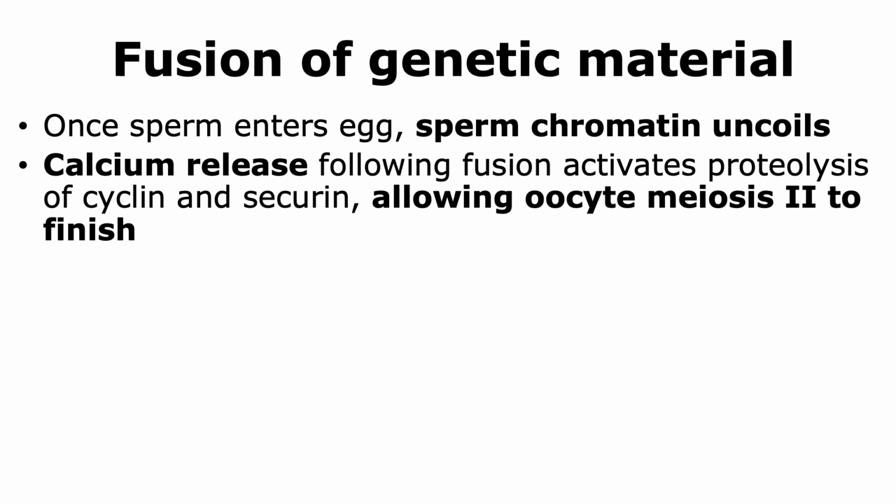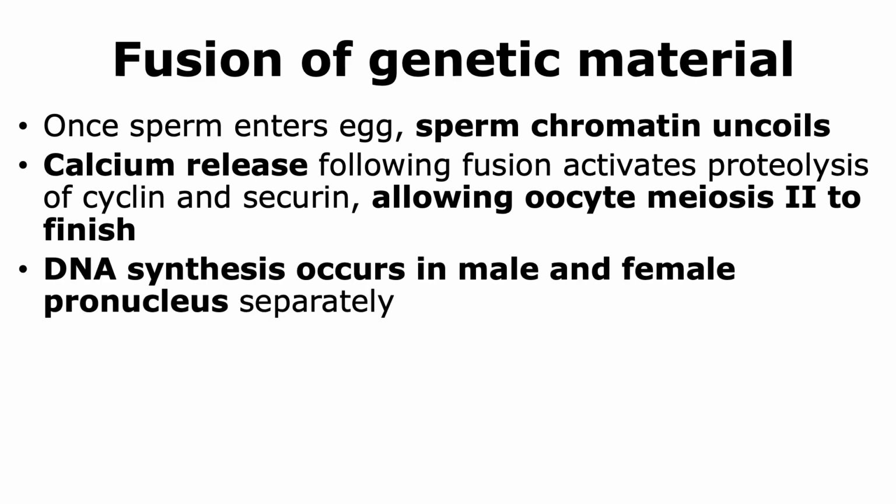If you remember, in the case of mammals, the oocyte is in a meiosis II metaphase state, so it has not completed meiosis II, and it is in that meiosis II metaphase state when fertilization occurs. Thus, the calcium release following fertilization or fusion allows the proteolysis of securin that will now allow the cell cycle, or the meiotic cycle, to progress from metaphase to anaphase.